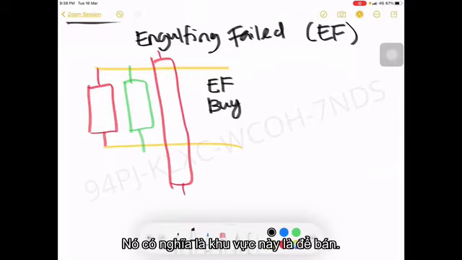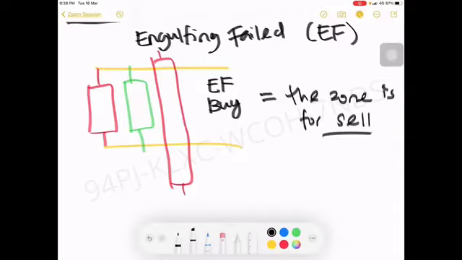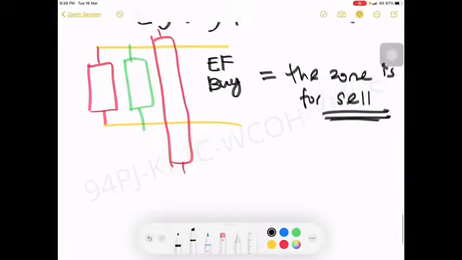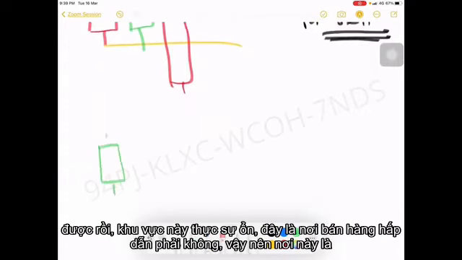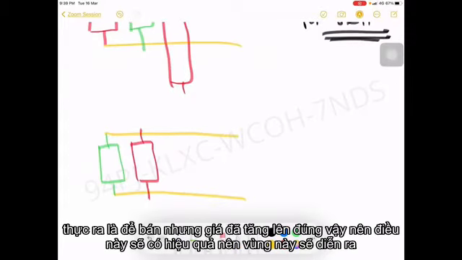Okay, buy means that the zone is for sell. Yes. All right. So then you have another one, which is going to look like this. Okay, so this zone is actually for, okay, this is engulfing sell, right? So this place is actually for sell, but the price broke upward. Yes, so this is going to be EF.